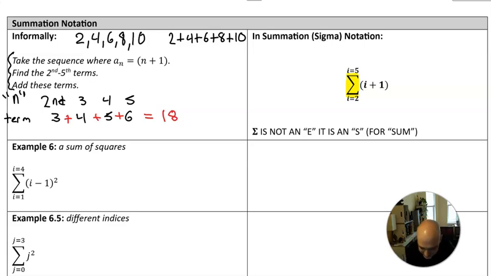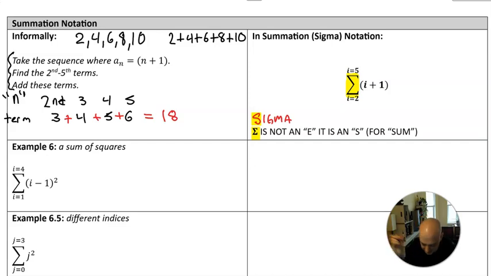I don't know, it's like a famous math symbol. Today we get to learn what it means. First note, this symbol is called a Greek letter sigma, S-I-G-M-A, and sigma is a Greek letter S, not an E. It's an S, and that's because it stands for sum.